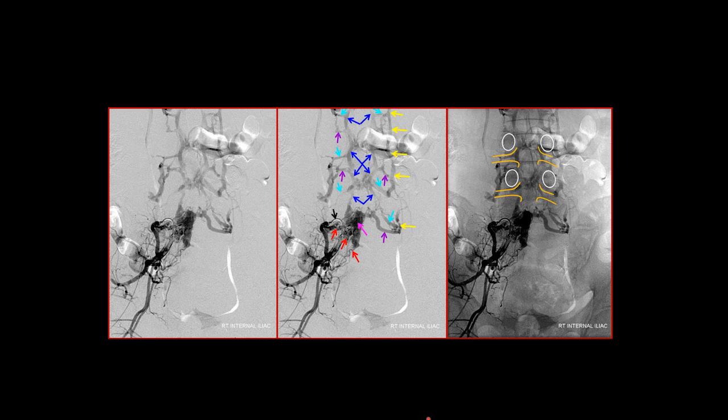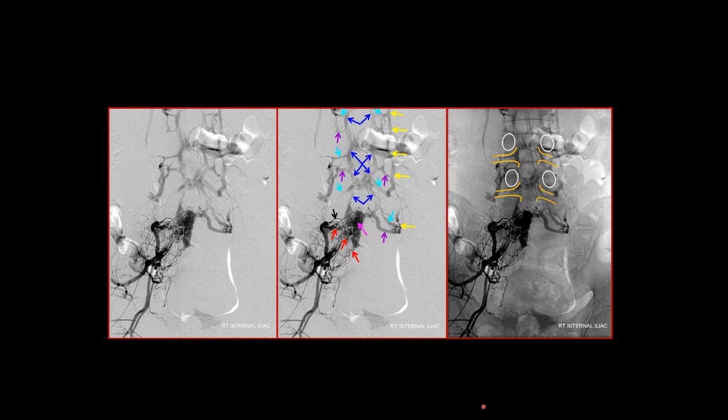These images are from a right internal iliac injection, and we see how there's opacification of the epidural veins around the lower lumbar region, and we see how really the veins are connected, forming this sort of diamond shape in the epidural space.